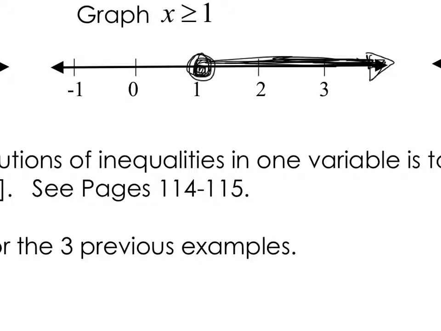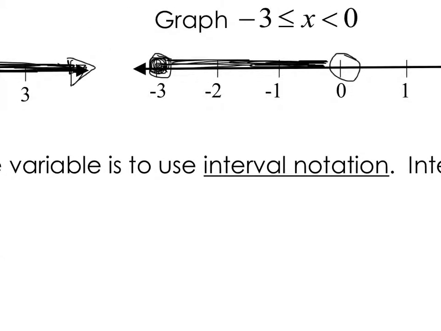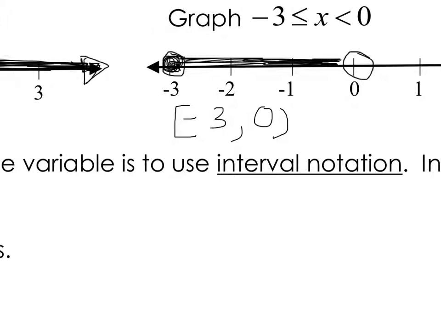Now in this case, we want to start at 1 and we want to include 1. You show that you're including the 1 with a square bracket. You keep going to the right forever until you get to positive infinity, and you always use parentheses around positive and negative infinity. You want to go from negative 3 to 0. Include the negative 3. Do not include the 0. Square bracket means include it. Parenthesis means do not include it.